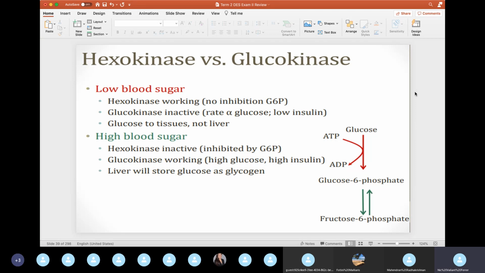Hexokinase is working, right? Why do you think hexokinase is working in low blood sugar? Because you want glucose to go to the tissues. You don't want to store the sugar.